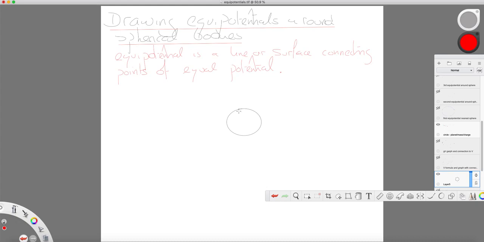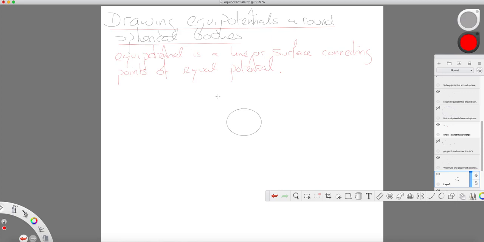It could, of course, be a two-dimensional shape joining points of equal potential, or it could be a three-dimensional shape, a sphere around this sphere, as we'll see. So that's what it is.